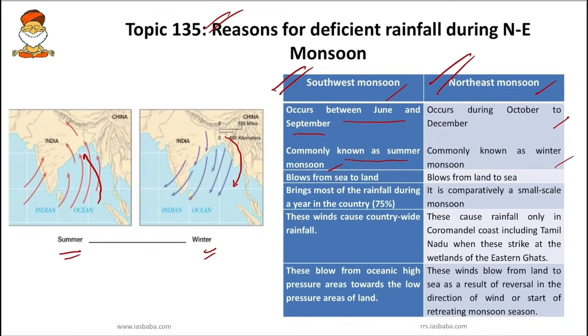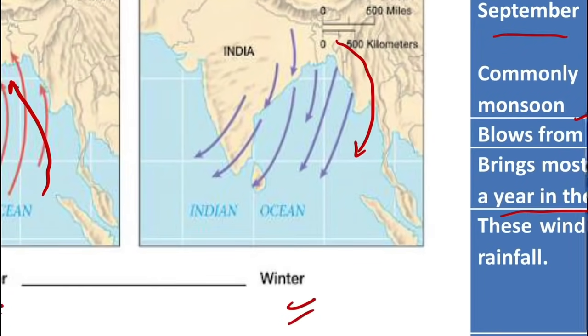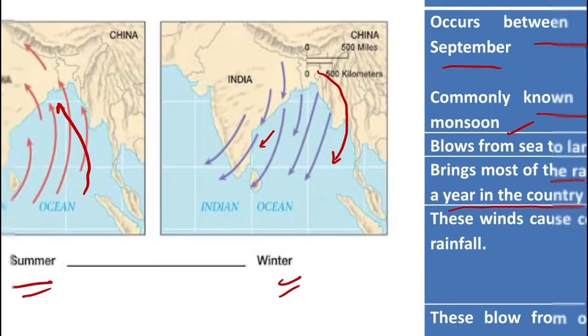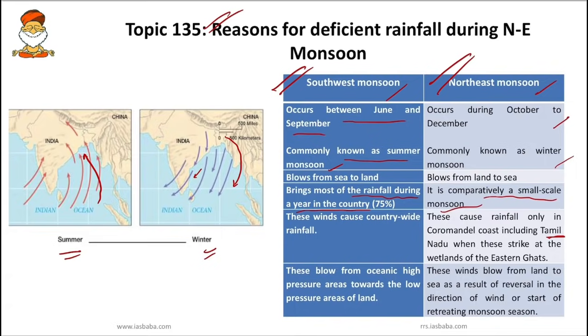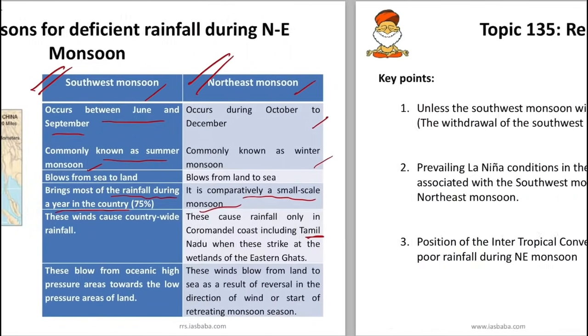And the southwest monsoon, since it is blowing from sea to land, brings a lot of rainfall, around 75% of it to the entire country. Whereas the northeast monsoon is comparatively a small-scale monsoon because it is blowing from land to sea. It doesn't pick up a lot of moisture. So the northeast monsoon causes rainfall only in the Coromandel coast and some parts of Tamil Nadu, Puducherry and also Andhra Pradesh, as you can see in the figure. Whatever moisture is picked up from the Bay of Bengal, the rainfall is over Andhra Pradesh, the Coromandel coast and also Tamil Nadu. So these are the differences which you have to remember.